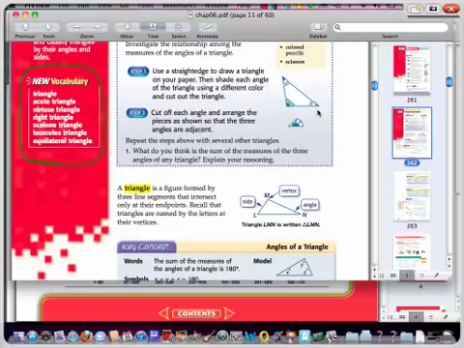So make sure that at some point, either right now or at the end, you write down all of these vocabulary words, because these are going to be key things for this section.